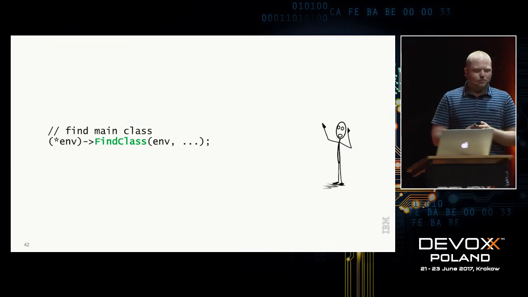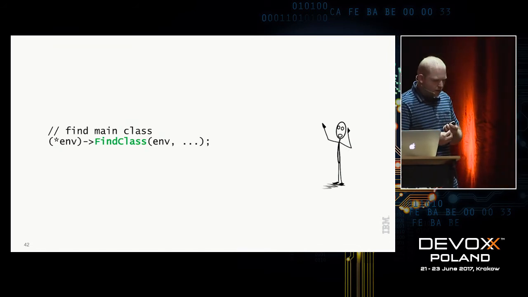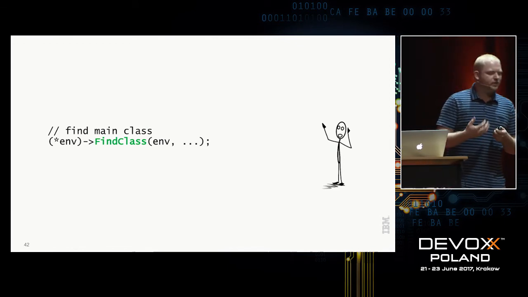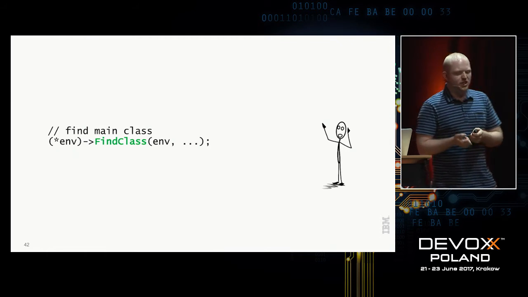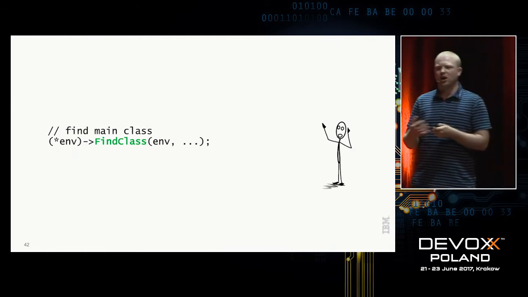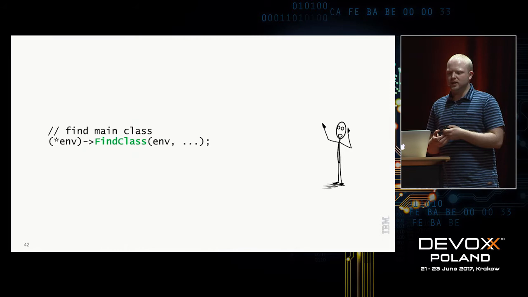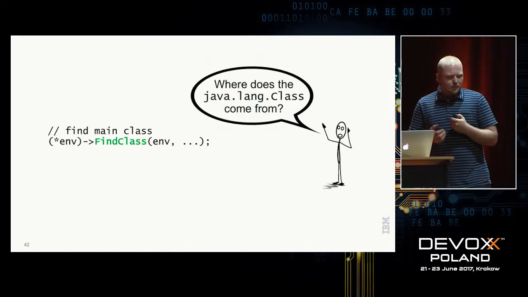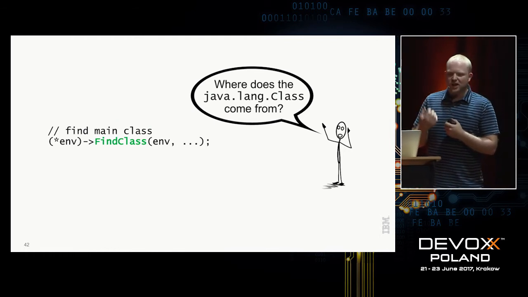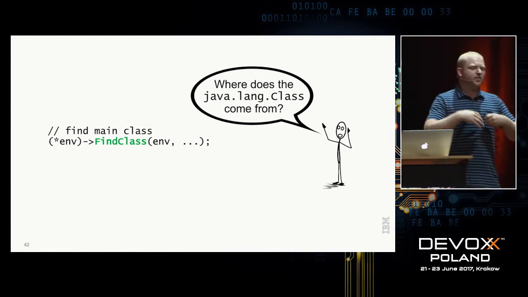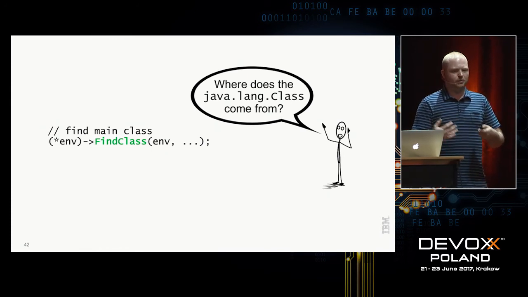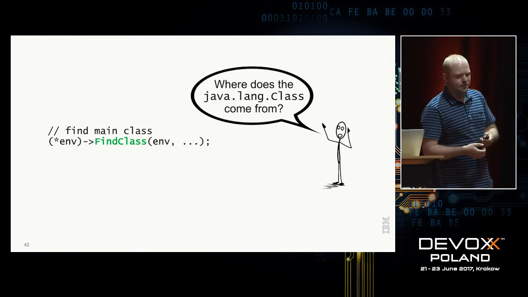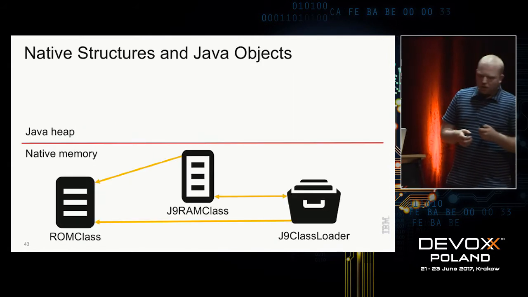Okay. Let's move back to that launcher. We did a find class call, and what did find class return? It returned a jclass, and a jclass is a java.lang object; it's a java.lang.Class object. And where does java.lang.Class fit into this model that I've shown you of how J9 treats classes?